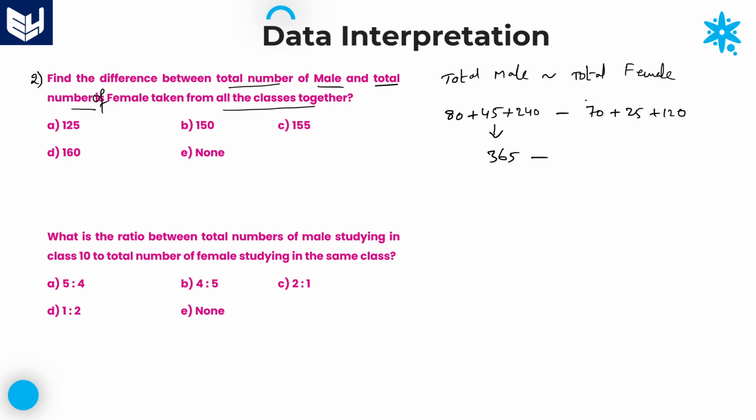Minus, here you need to calculate the difference between these two values. As the total number of male candidates is more than the female candidates, you just take the difference between those two. 70 plus 120 is 190, 190 plus 25 is 215, and the difference is 150. 150 is the required difference between total number of male students and total number of female students from all the classes together.